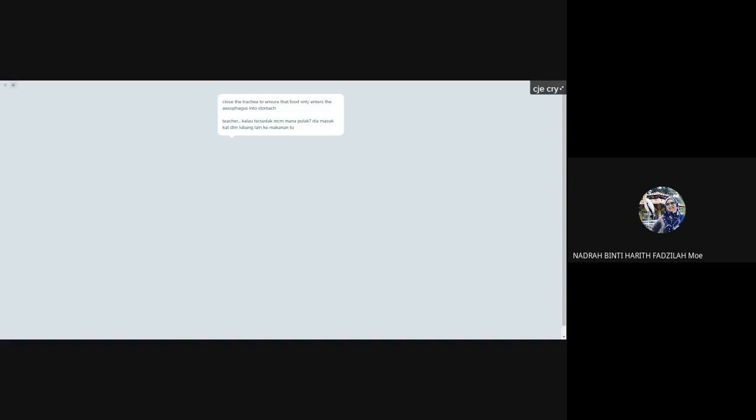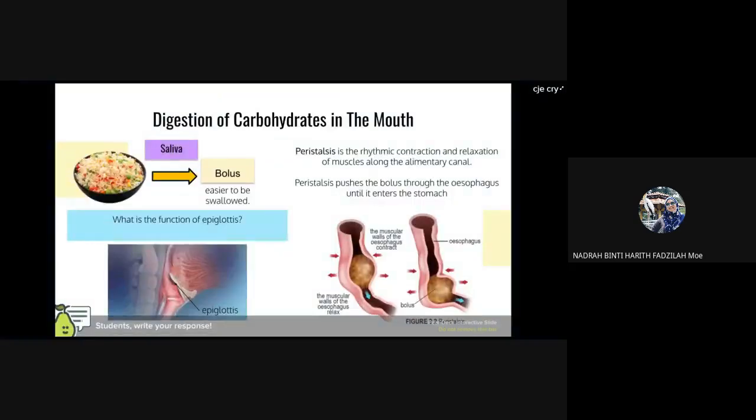So itu gunanya Heimlich maneuver tu lah. Sebab bolus tu masuk ke dalam trachea. Dalam silibus sains form 4, diorang memang kena belajar Heimlich maneuver ni. So nanti kalau ada kawan-kawan yang belajar sains, boleh tengok menarik juga sebab diorang memang kena tahu Heimlich maneuver. So kalau tercekik, make sure kamu dekat dengan student yang ambil sains je.